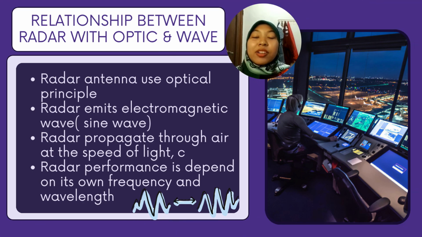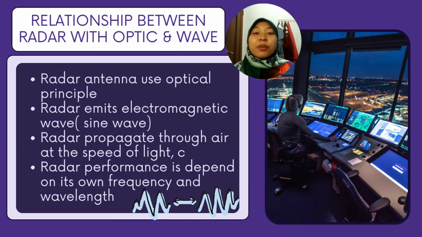Now, I am going to explain about the relationship between radar with optic and wave. As all of my teammates explained earlier, radar uses the principle of optic and wave since radar uses radio and microwave, which is a part of the electromagnetic spectrum. Firstly, the radar antenna uses optical principles, which are reflection, diffraction, and interference. The antenna will receive and transmit the electromagnetic wave to detect objects based on the reflected signal. Next, the radar emits electromagnetic waves in a sinusoidal waveform. The wave from the antenna that strikes the object will be in a sinusoidal waveform. Same goes for the wave from the object to the transmitter or antenna, also in a sinusoidal waveform.